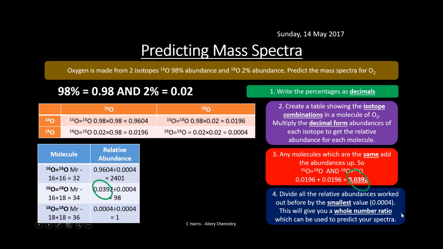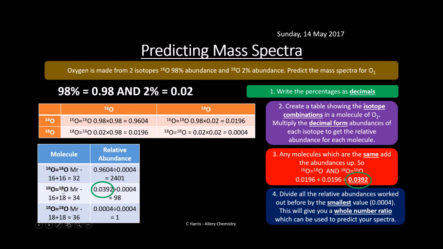Then we need to divide all of the relative abundances worked out before by the smallest value. Now the smallest value here was 0.0004, because it's quite rare to get two of these together. And this will give you the whole number ratio, which can be used to predict your spectra. So you can see here, there's the molecule, oxygen 16 and 16. This gives a mass of, obviously 16 plus 16 is 32, so we'll use that in a minute. But you see the relative abundance is 0.9604, that was for that one there, divided by the smallest number, which is that one, and that gives us a relative abundance of 2401.